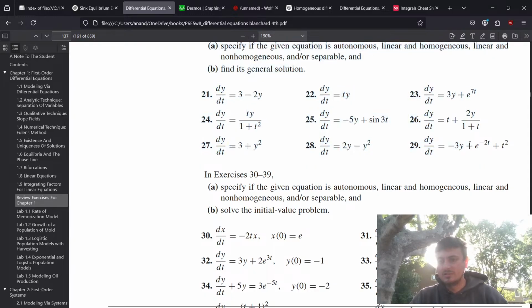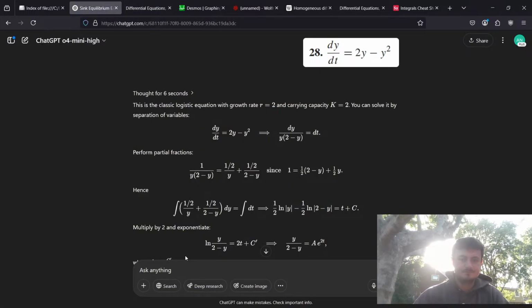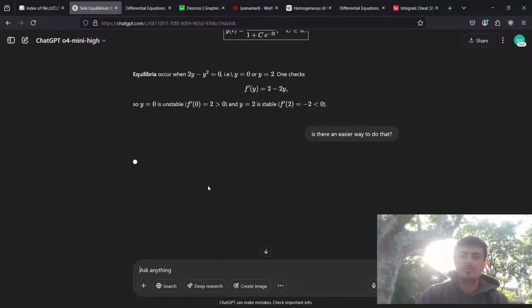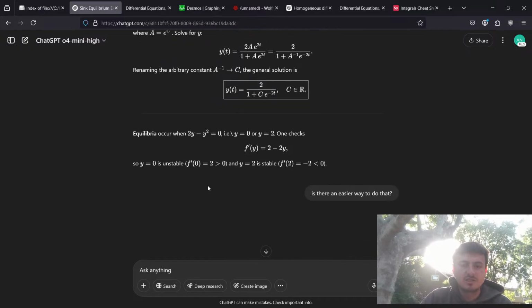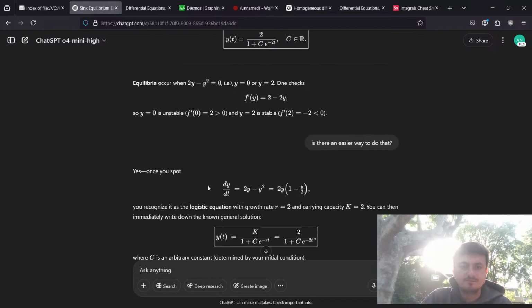All right, that one looks like a linear thing. This one is integration by partial fractions. Let's see, is there an easier way to do that? Because, yeah, we should probably... It's not a bad idea considering how much the logistic equation comes in handy.